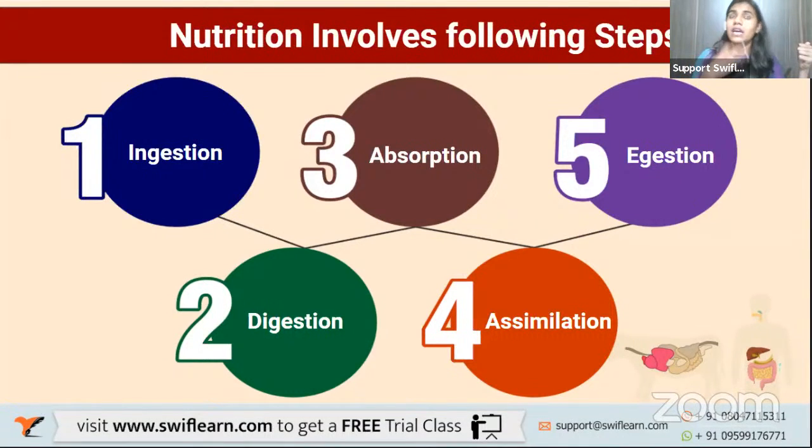In your mouth, carbohydrate starts getting digested. Carbohydrate is digested by your saliva. In saliva, there is an enzyme called salivary amylase. This salivary amylase enzyme will digest all the carbohydrates that are present in the food in the mouth only. So digestion starts from the mouth.